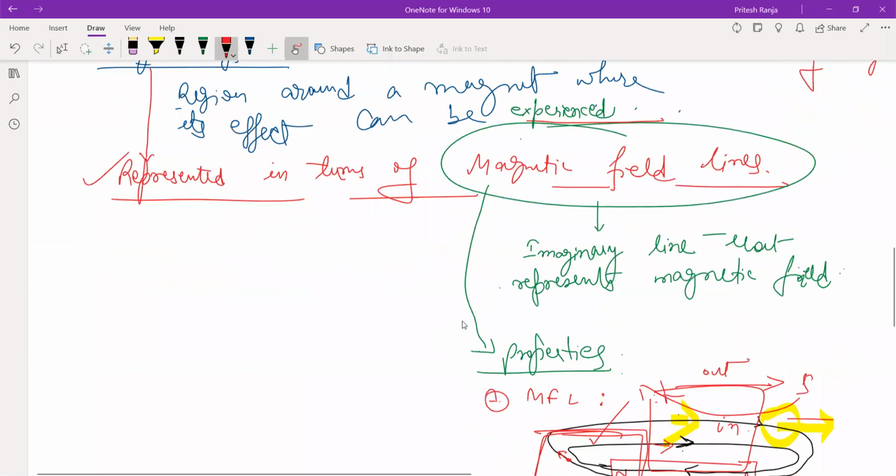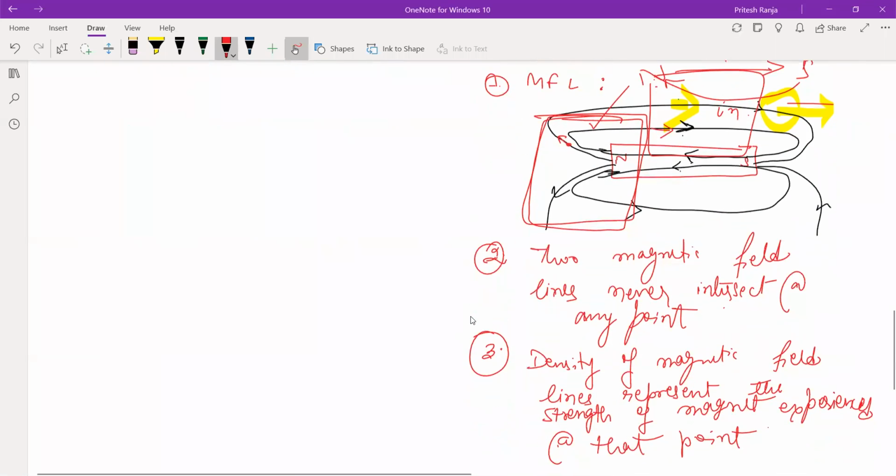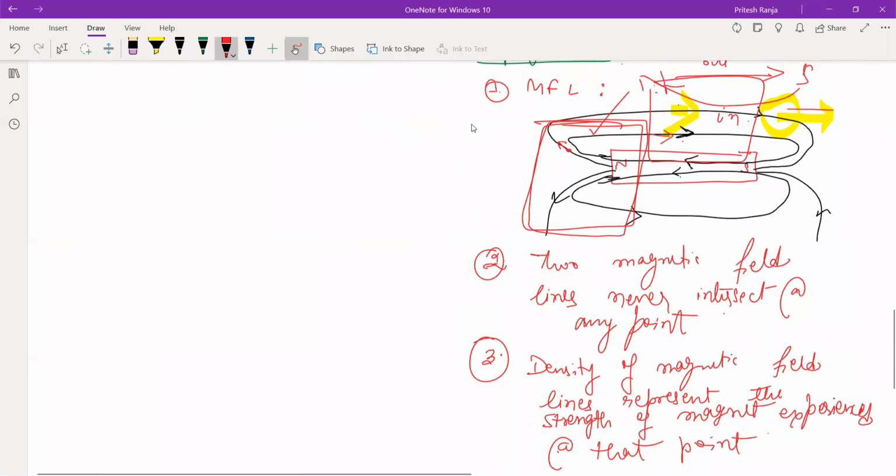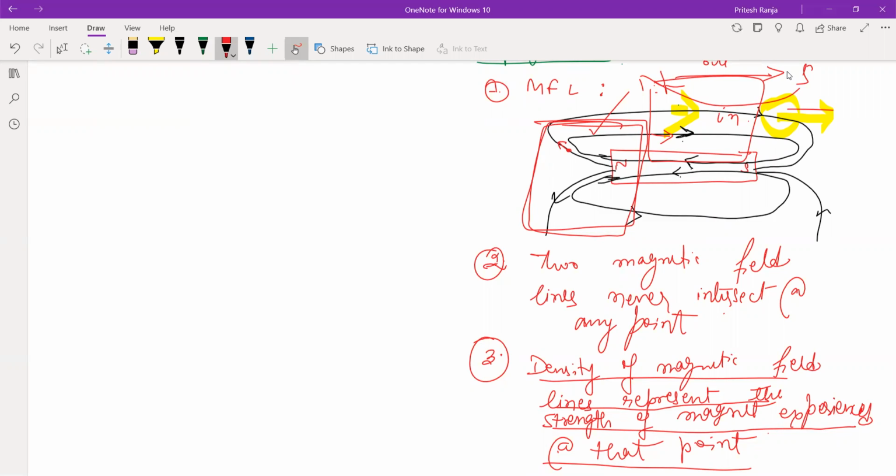So everyone should note down the properties and understand them. Two magnetic field lines never intersect at any point. The density of magnetic field lines represents the strength of the magnet experienced at that point. So the more magnetic field lines there are, the more the strength at that point.